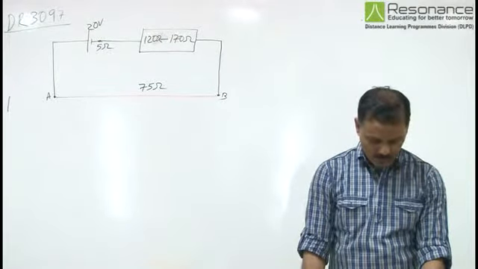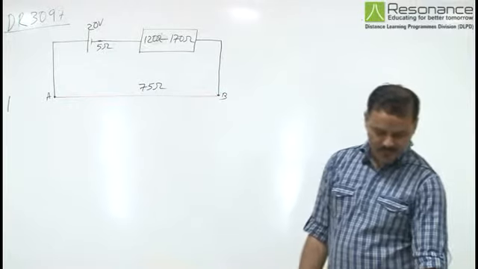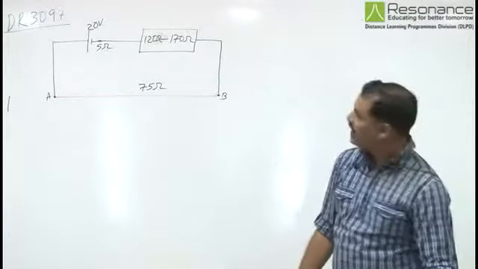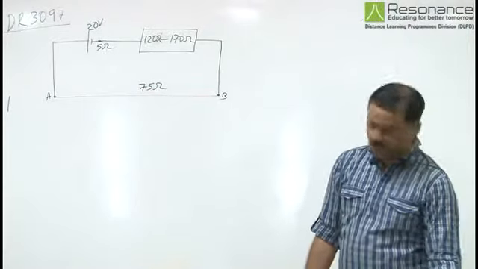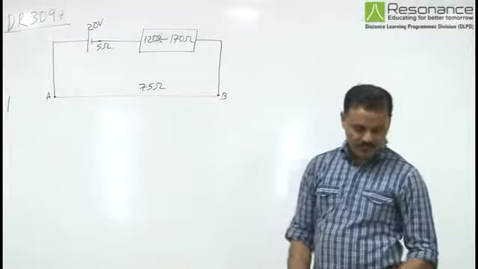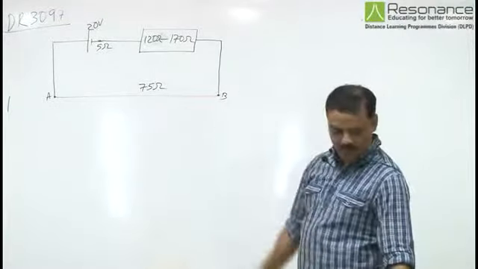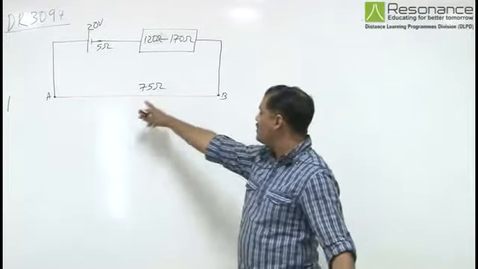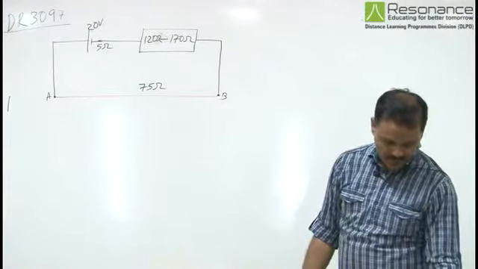Now in the question, there is a potentiometer wire in the experiment. The EMF of the battery of the primary cell is given to be 20 volt and its internal resistance is given to be 5 ohm. There is a resistance box and its resistance can be varied between 120 ohm to 170 ohm. And resistance of the potentiometer wire AB is given to be 75 ohm.